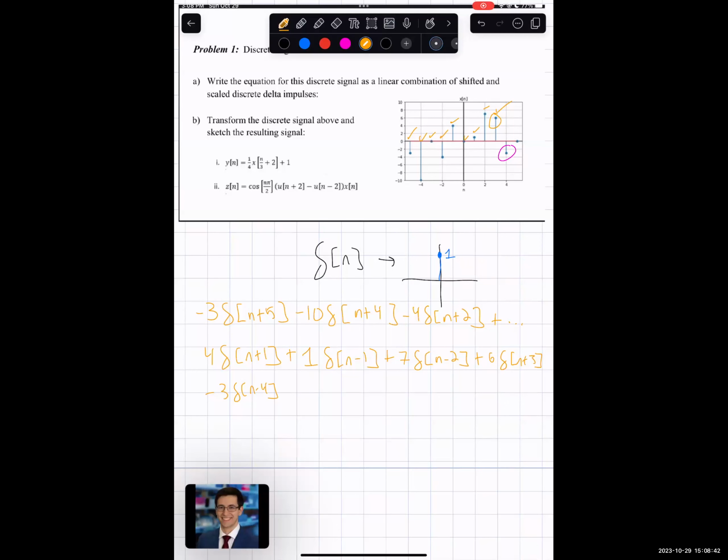Okay, feel free to hop in or interrupt if you have any questions. So we've just finished this, guys. Now we know part A, so let me erase some of this. We're going to hop right into part B. This is our x of n signal, and we want to do some transformations. I'm going to quickly copy this and move it down here.